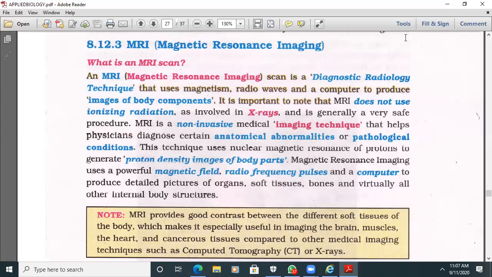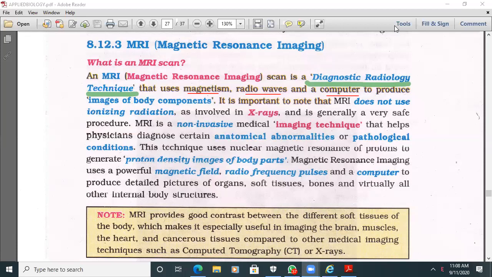MRI, magnetic resonance imaging. So what is an MRI scan? An MRI, or magnetic resonance imaging, is a diagnostic radiology technique that uses magnetism, radio waves, and a computer to produce images of body components.